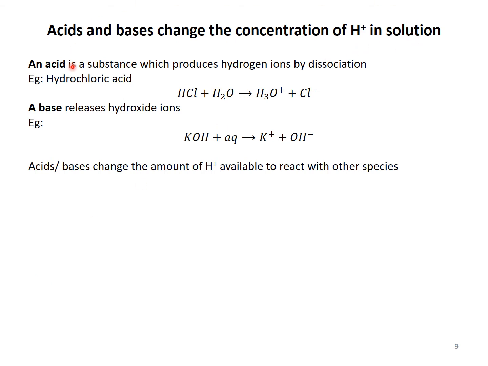An acid is defined as a substance which produces hydrogen ions by dissociation, such as HCl, while a base is a chemical that releases hydroxide ions, such as potassium hydroxide in this case. So adding acids or bases is a fundamental way to change the amount of H positive available in a solution.